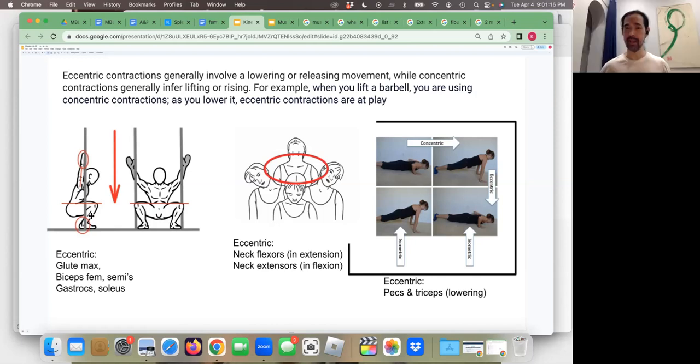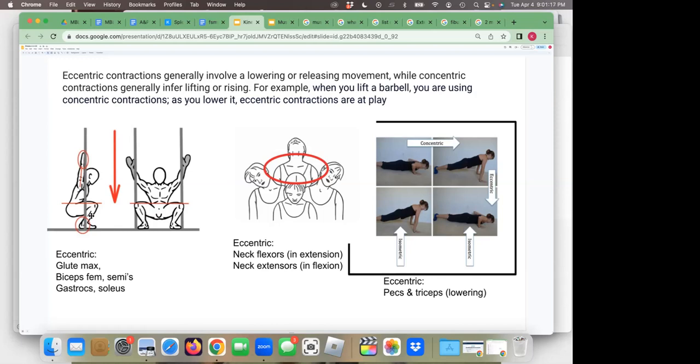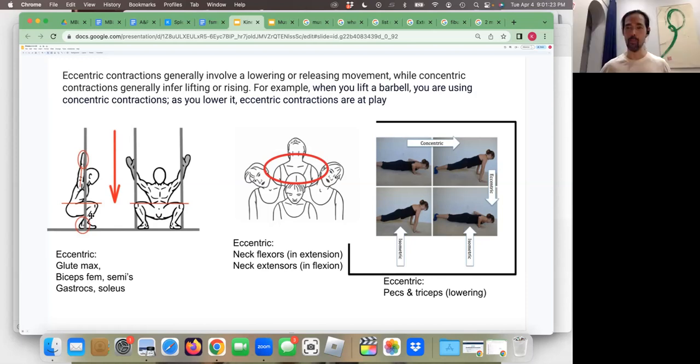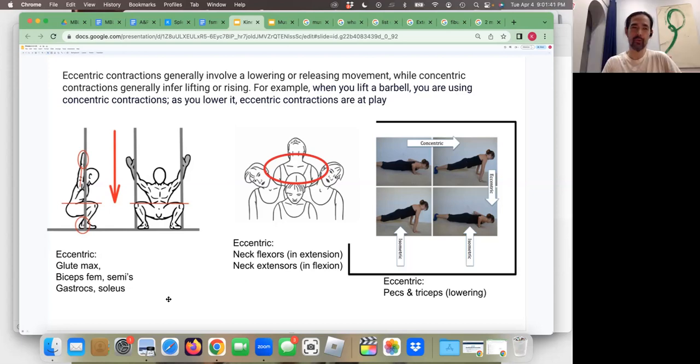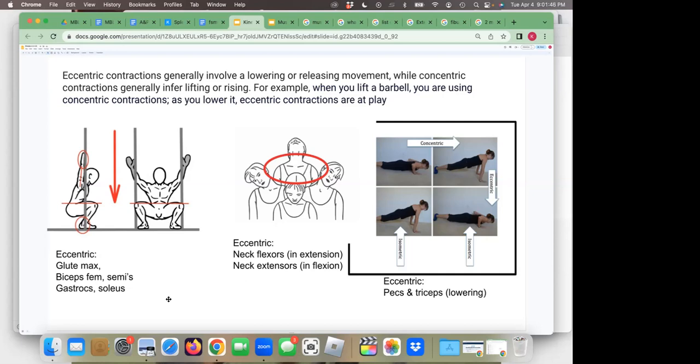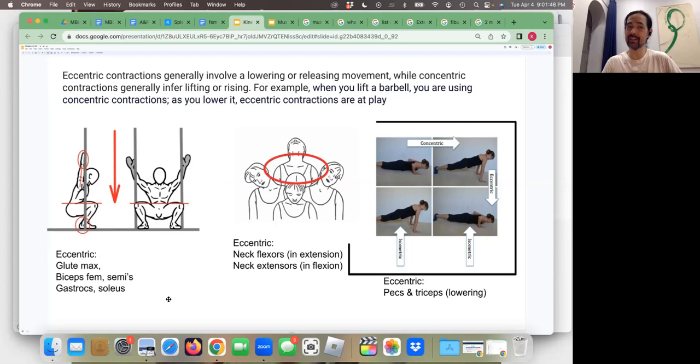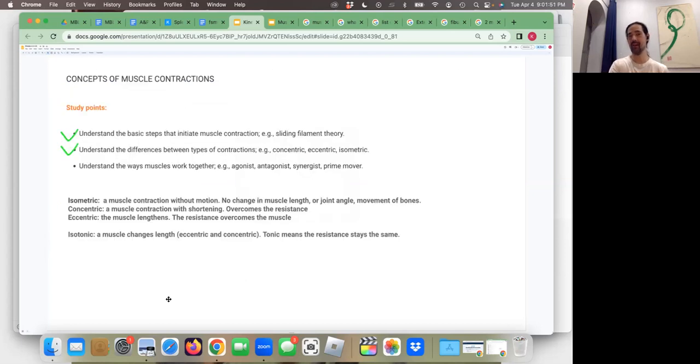And does that mean it's an agonist or an antagonist? Antagonist. There you go. What's the difference between an agonist and an antagonist? No, the agonist is the prime mover. It does most of the work. The antagonist opposes the agonist.